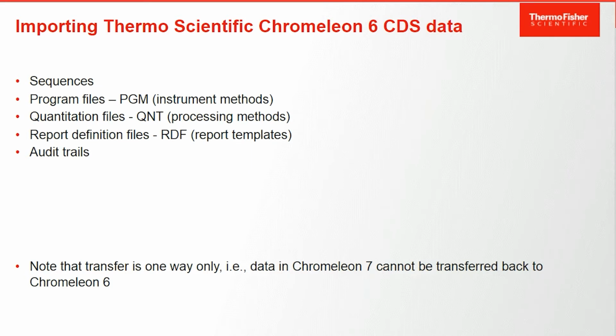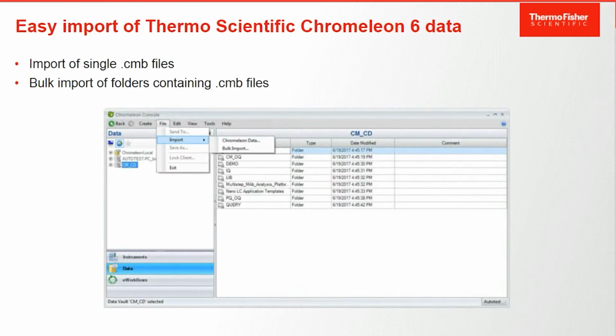So importing data into Chromeleon 7 is not unlike any other program that allows import of data. We have two different options. One is import of single CMB files, and the other is bulk import, essentially. So you can import multiple CMB files. Both of them are accessible from the File menu. So you click File, Import, and then Chromeleon Data, or bulk import as necessary.